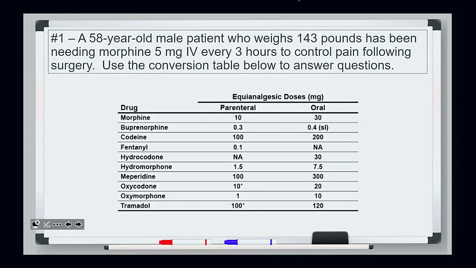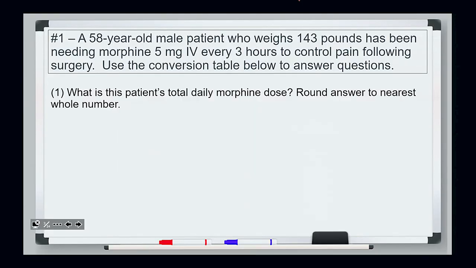The patient is in the hospital now, a 58-year-old male who weighs 143 pounds, and has been needing morphine 5 milligrams IV. What's another word for IV? Looking at the table there, parenteral. So parenteral means IV. Every 3 hours to control the pain. Okay, so we'll come back to this conversion table.